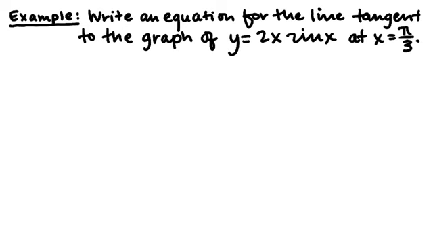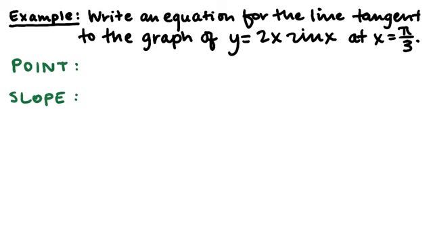Next, let's do an example where we write the equation of a tangent line. Okay, so it says write an equation for the line tangent to the graph of y equals 2x sine x at the point where x equals pi over 3. We can do that. We know that in order to write a tangent line, I'm going to need a couple of ingredients. I'm going to need a point, and I'm going to need a slope. And then I'm going to write the equation in point-slope form.